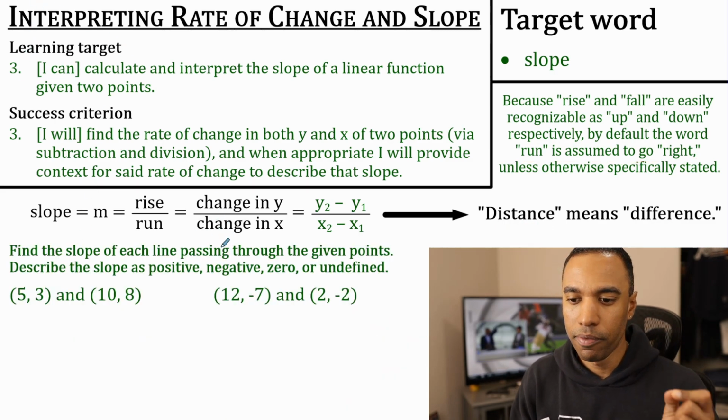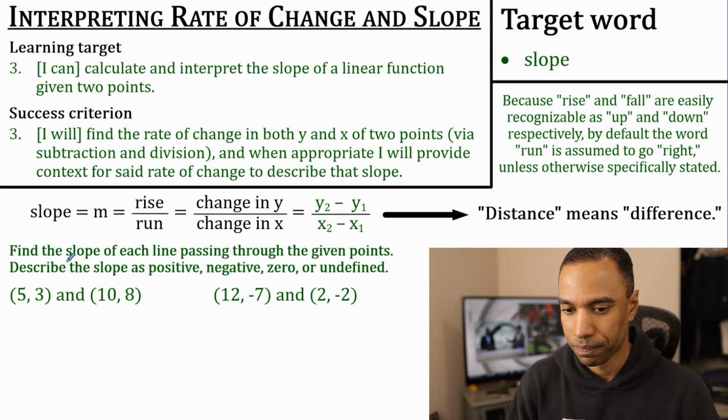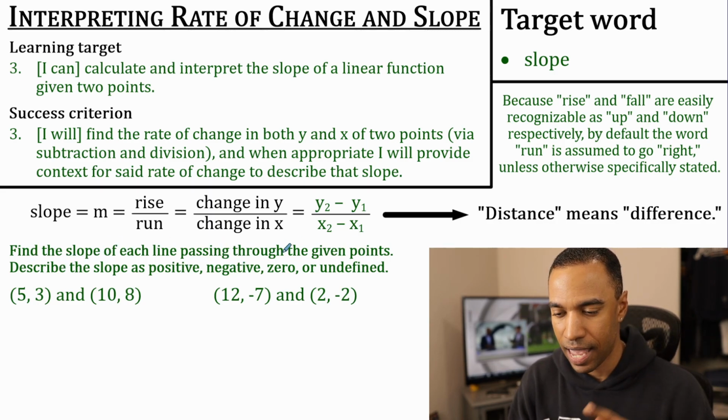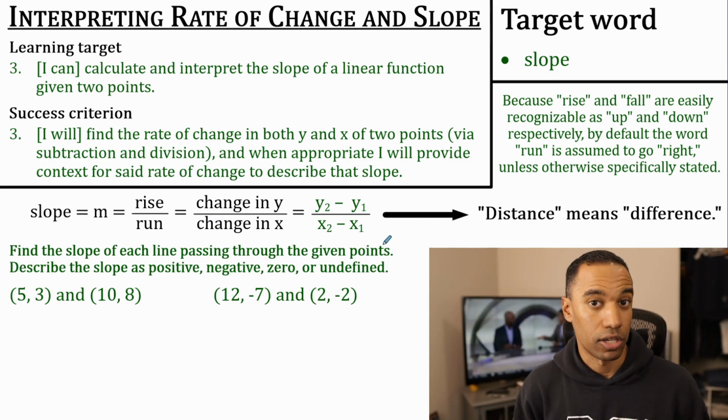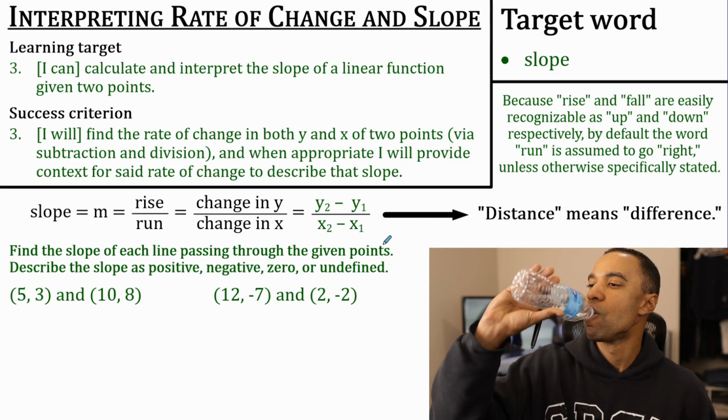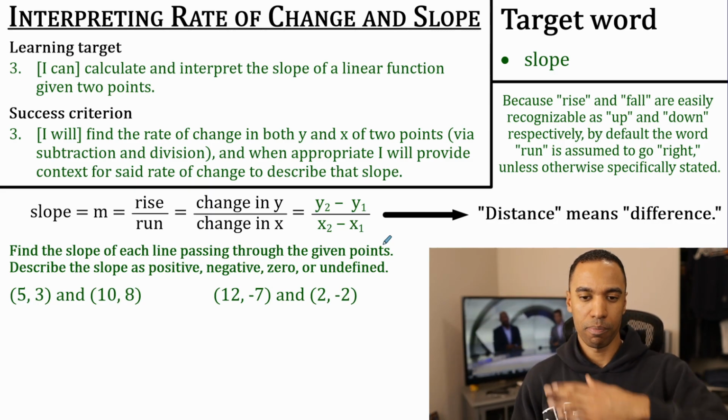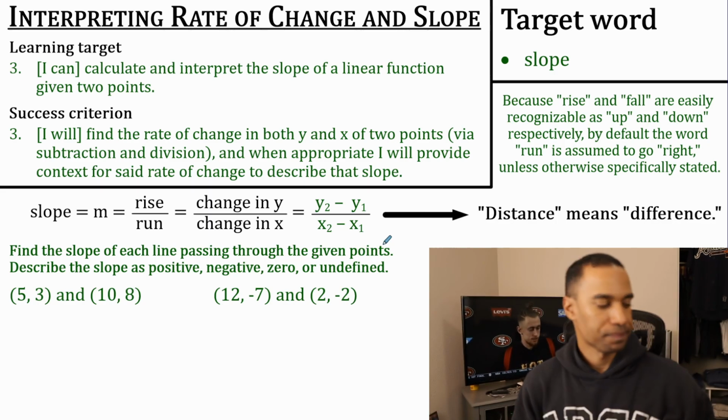Okay, find the slope of each line passing through the given points. Describe the slope as positive, negative, 0, or undefined. Keeping in mind, positive slope means a positive number, negative slope is negative, and things like that. 0 slope means flat, undefined means like that.